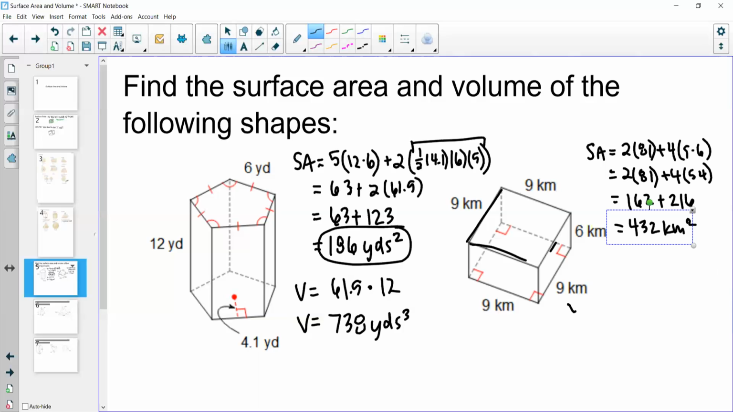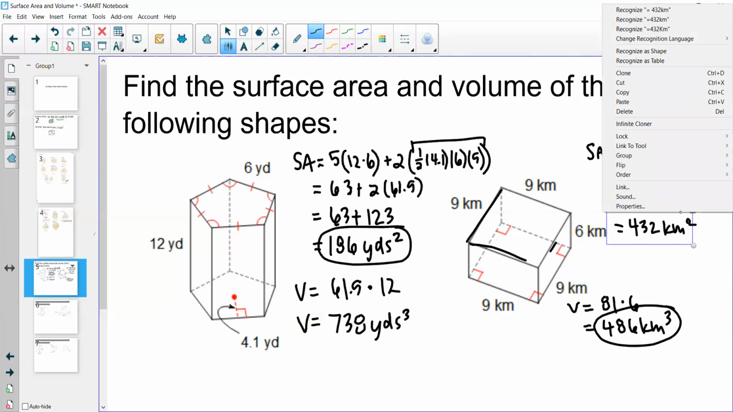Okay, then to find our volume, we're actually going to do the area of the base times the height. So that's going to be our 81, which is the area of the base, times the height, which is 6. So our volume is going to be 81 times 6, or 486 kilometers cubed.